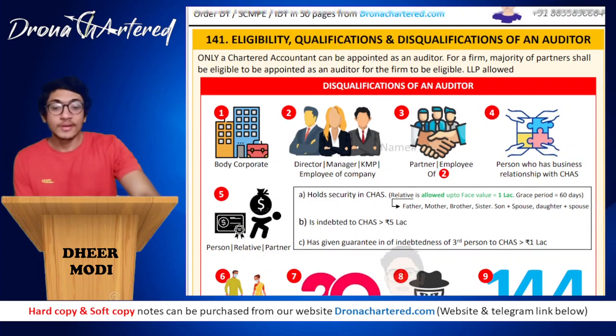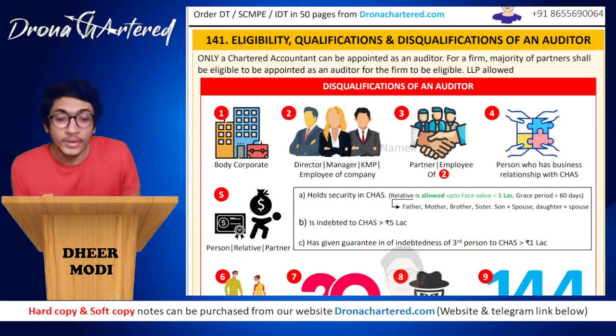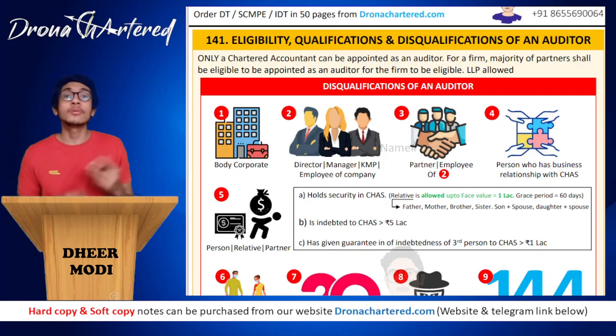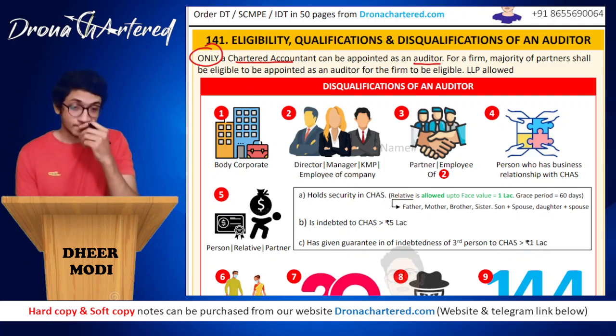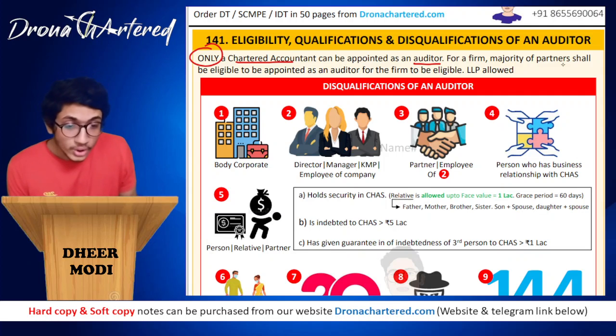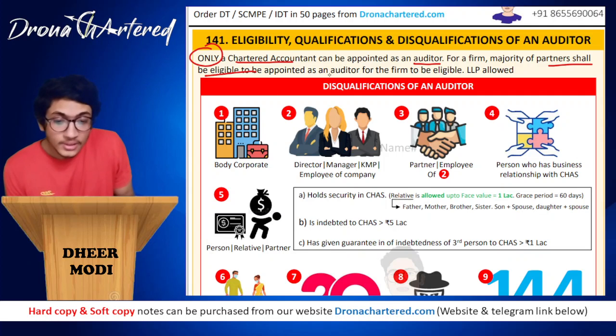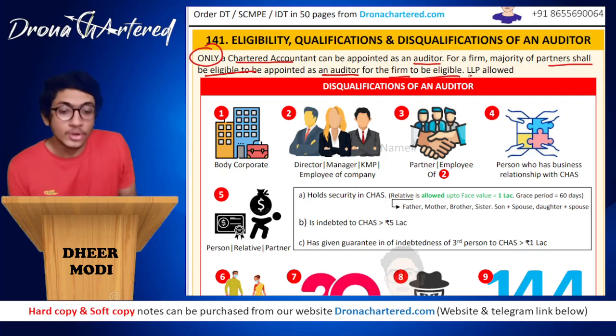Now coming to section 141. Section 141 talks about eligibility, qualifications and disqualifications of an auditor. That means who can be appointed as an auditor, and who cannot be appointed. So only a chartered accountant can be appointed as an auditor. For a firm, a majority of partners shall be eligible to be appointed as an auditor for the firm to be eligible, and LLPs are allowed.